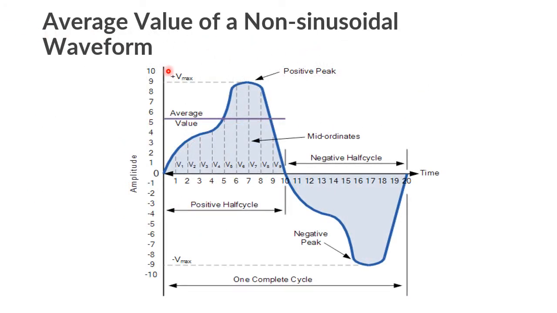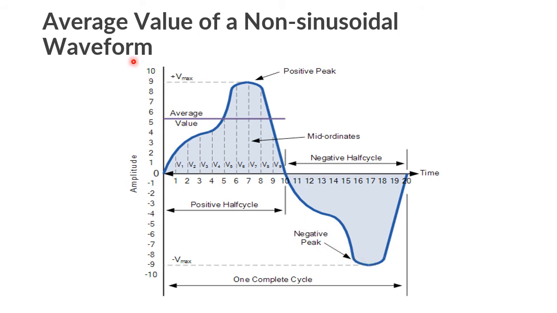Average value of a non-sinusoidal waveform. Now let's learn how to calculate the average value. What does average value mean? Here, this is a non-sinusoidal waveform. This one is the positive half cycle and this one is the negative half cycle. In the positive half cycle there is a maximum value at this point, in the positive half cycle region, so we call it the positive peak point. Likewise, this point we call the negative peak value or the negative peak point.